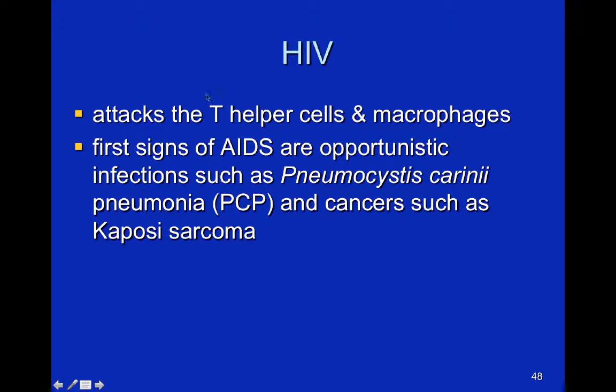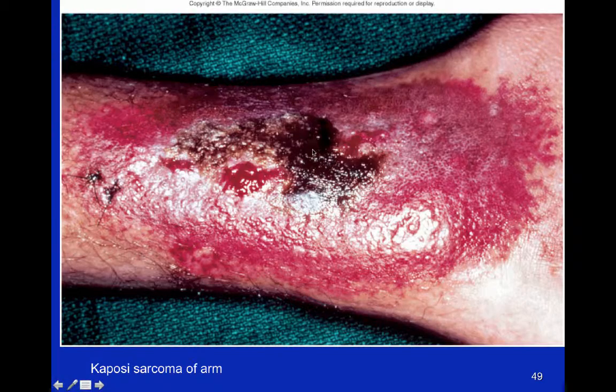This is a herpes virus that can lead to something similar to melanoma or skin cancer, and in late stage HIV patients it's called Kaposi sarcoma. So this is actually a picture of it.